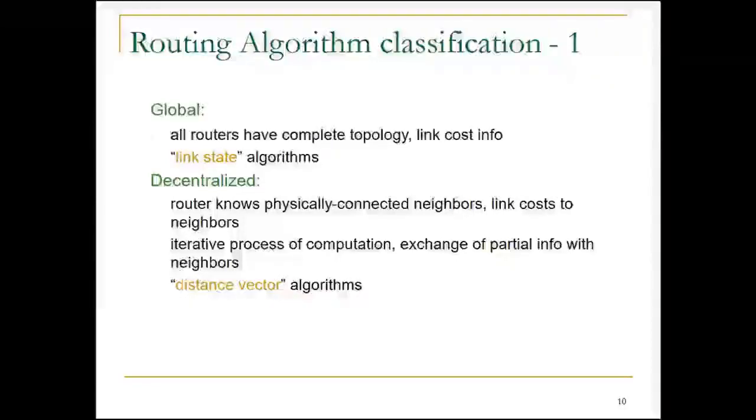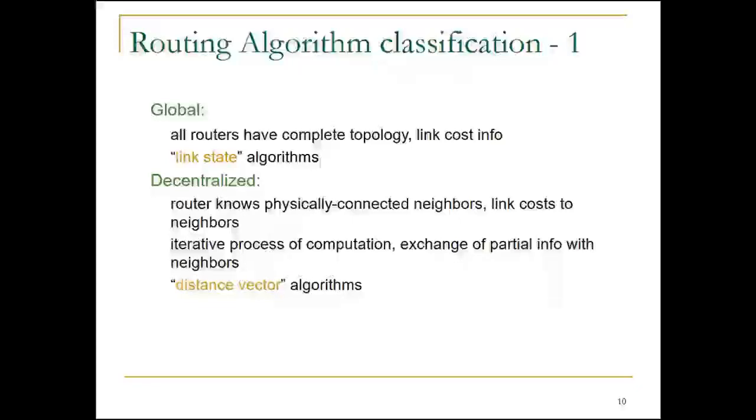When it comes to global, we're looking at how messages or routers move packets across a given network, looking at the link state of that particular network topology that the router finds itself in. So in terms of globalization, link states are very important in the classification of routing algorithms. Generally, all routers must have complete topology and link cost information of a given network to help move packets across it much more efficiently. So that's what we talk about with link states within the global classification.